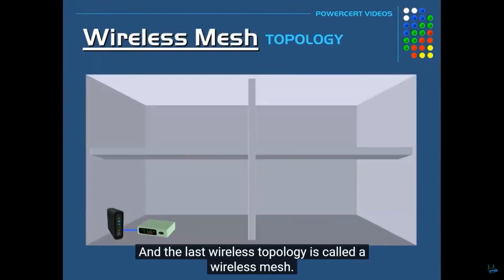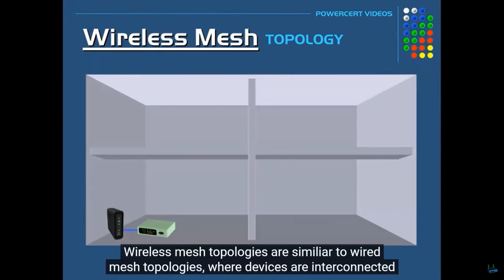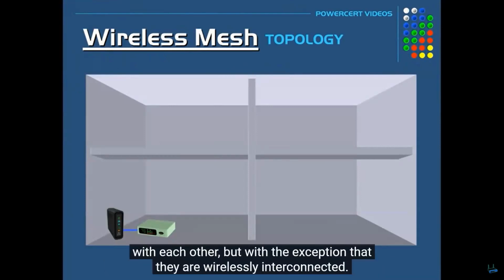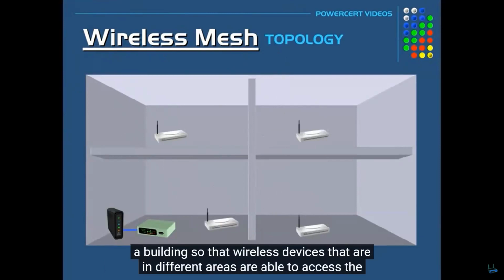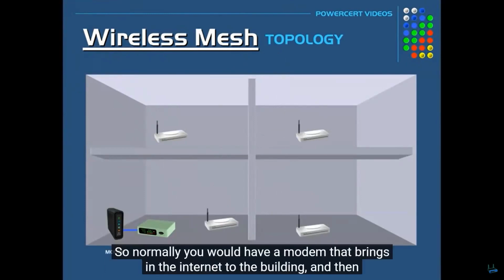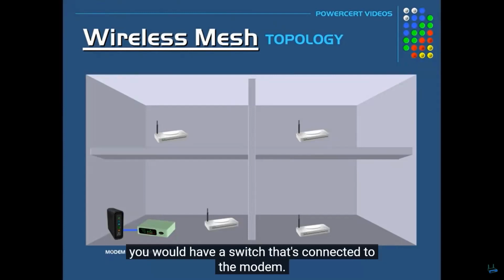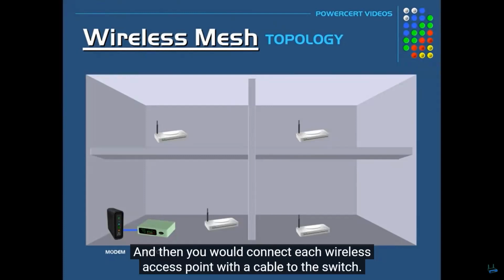And the last wireless topology is called a wireless mesh. Wireless mesh topologies are similar to wired mesh topologies, where devices are interconnected with each other, with the exception that they are wirelessly interconnected. So for example, let's say you wanted to deploy multiple wireless access points all throughout a building so that wireless devices that are in different areas are able to access the internet. So normally you would have a modem that brings in the internet to the building. And then you would also have a switch that's connected to the modem. And then you would connect each wireless access point with a cable to the switch.